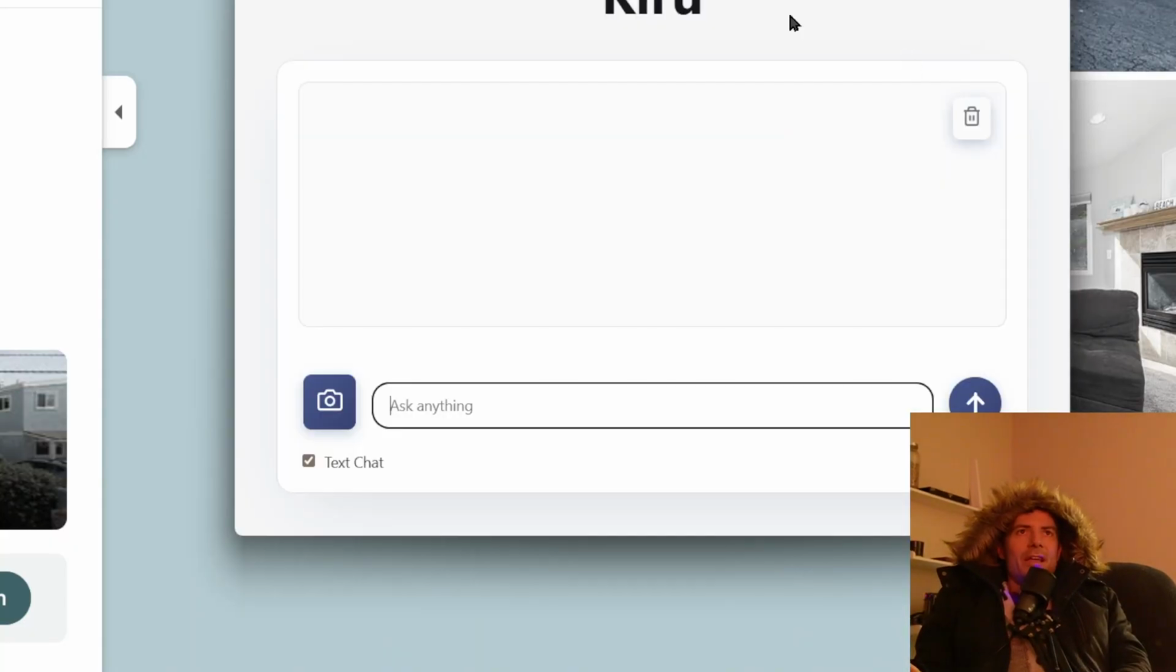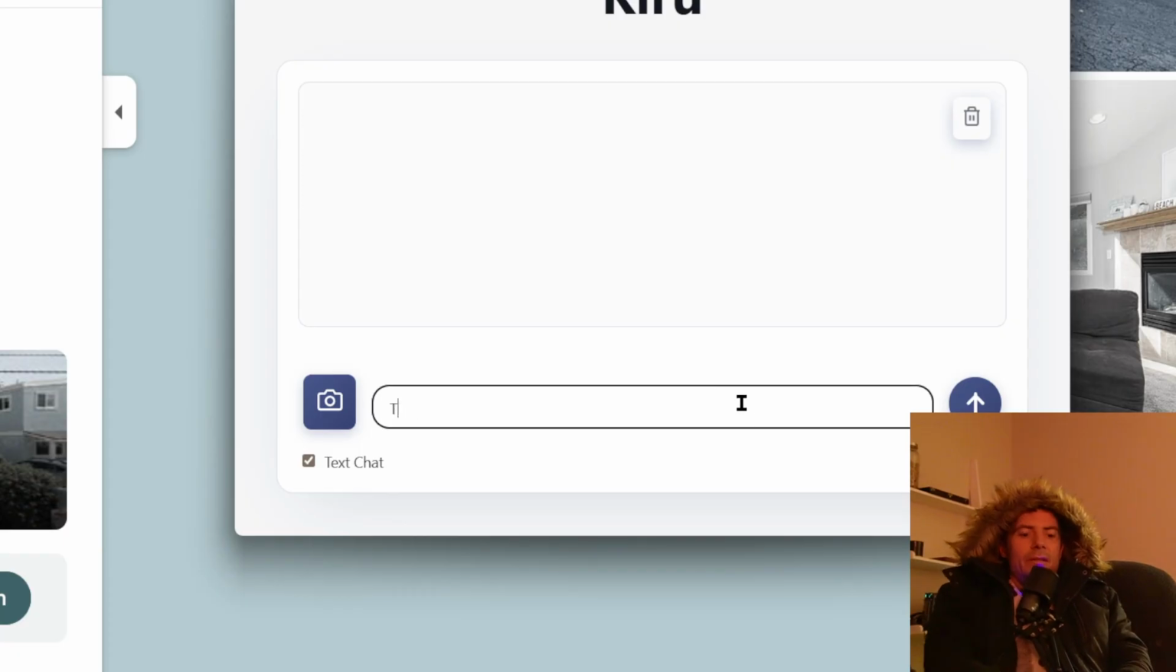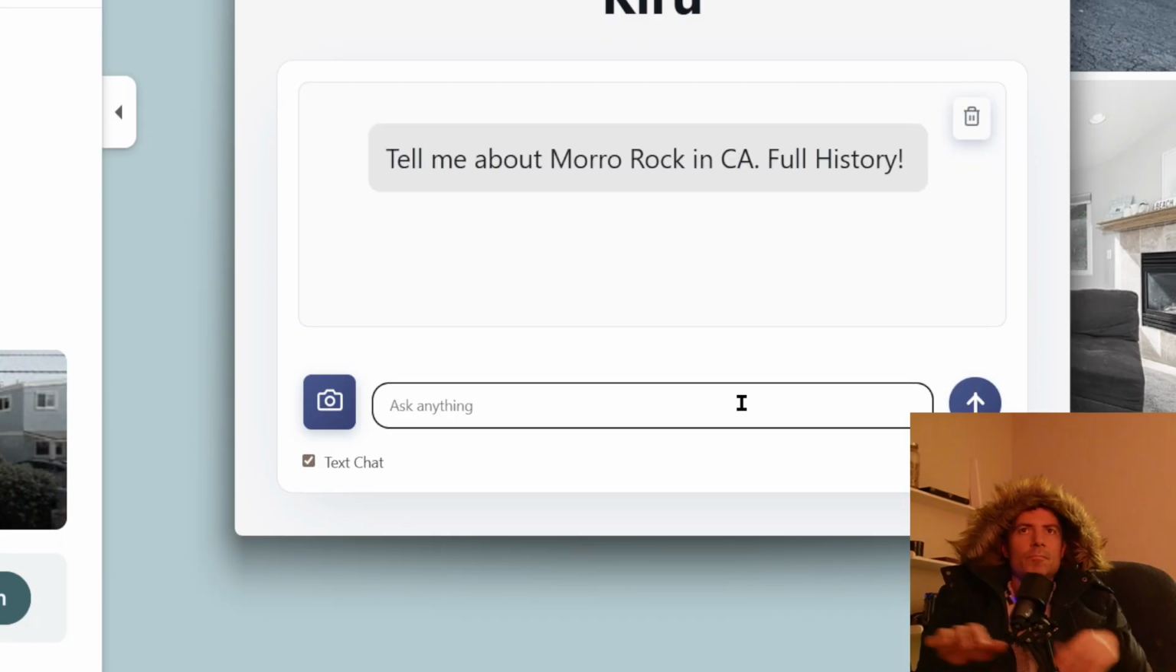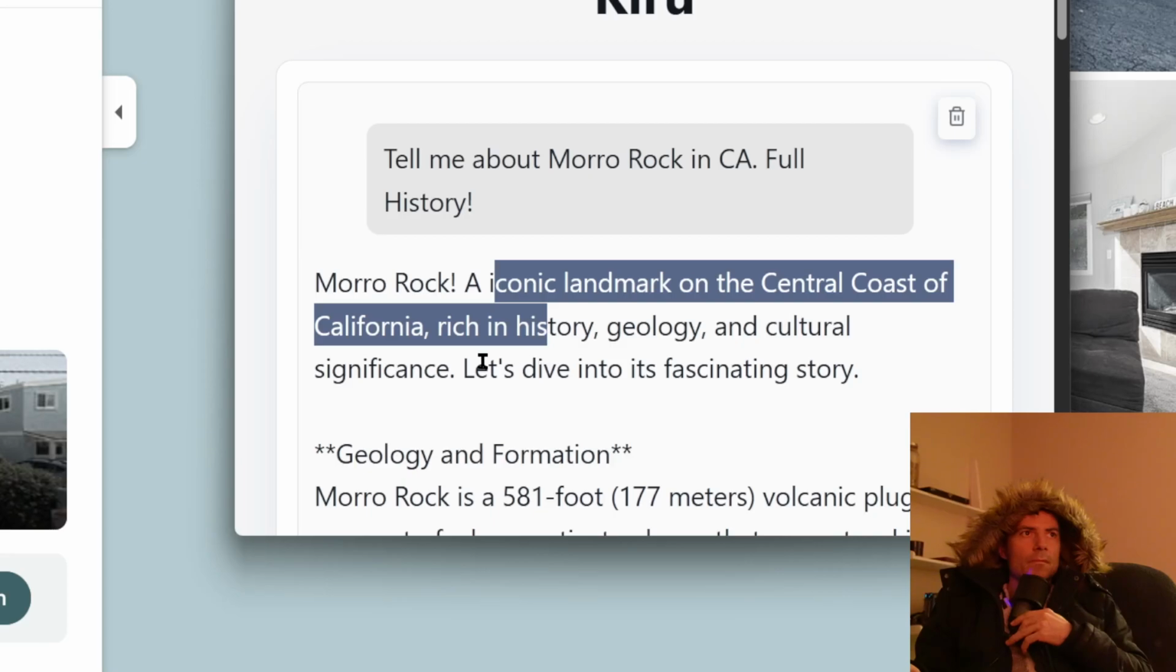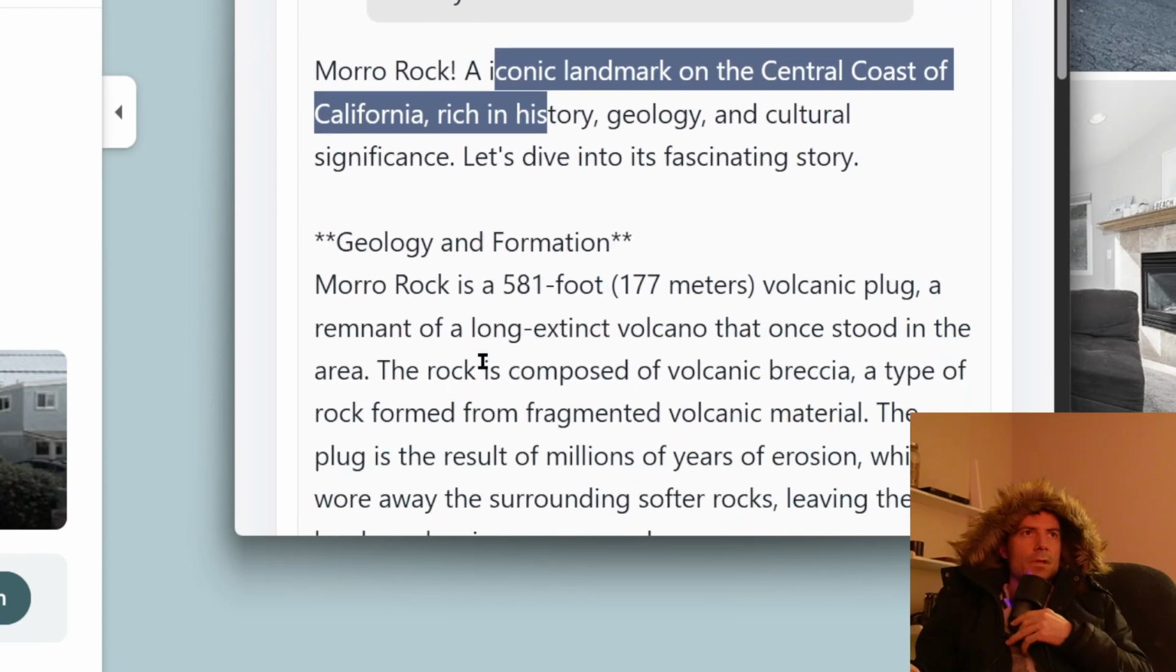So I want to ask the AI about it. Tell me about Morro Rock in CA. Full history. You know, it's just one rock out there. They say it's volcanic. Volcanic plug. It's part of an extinct volcano.